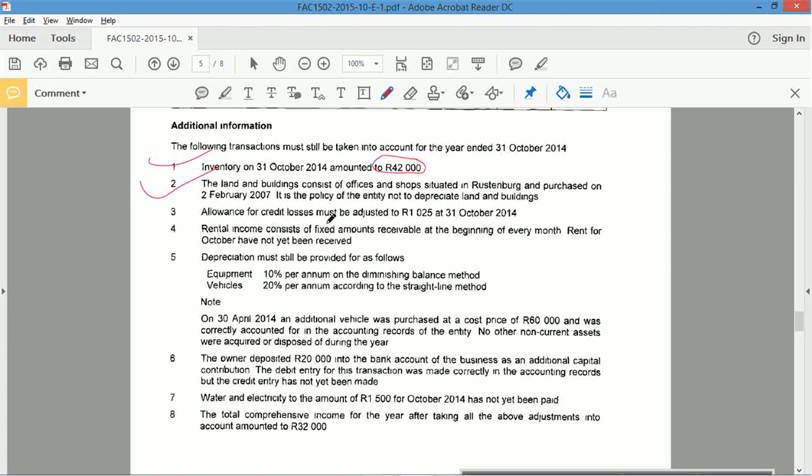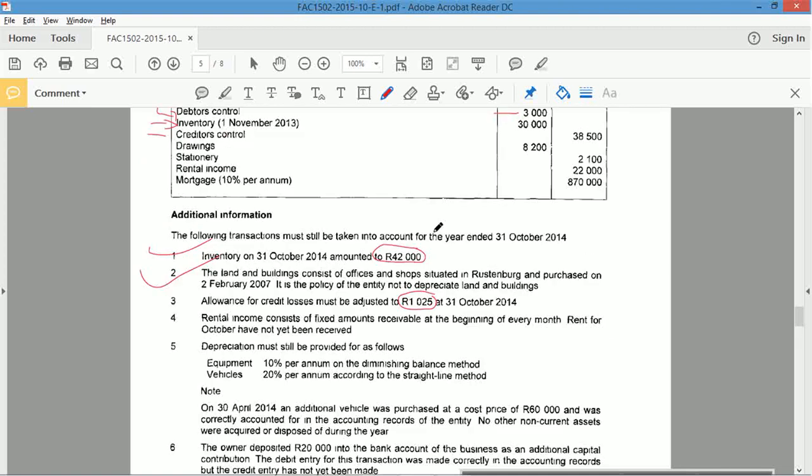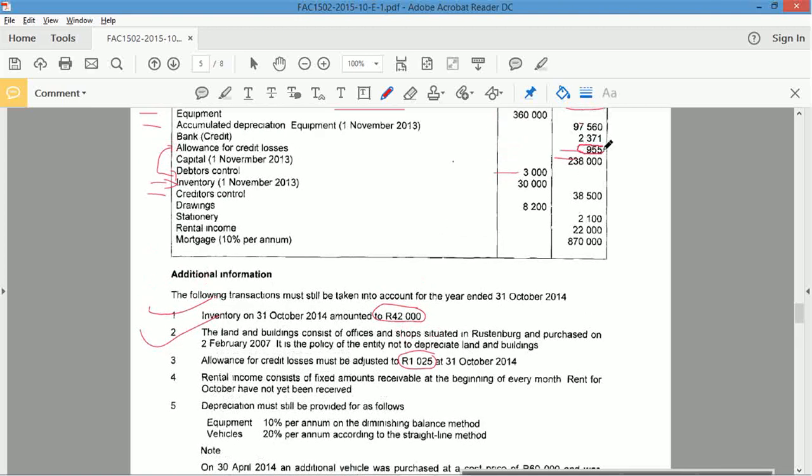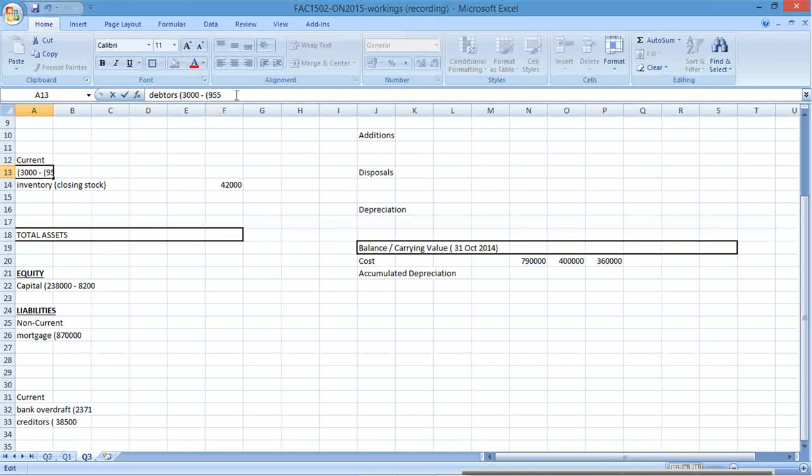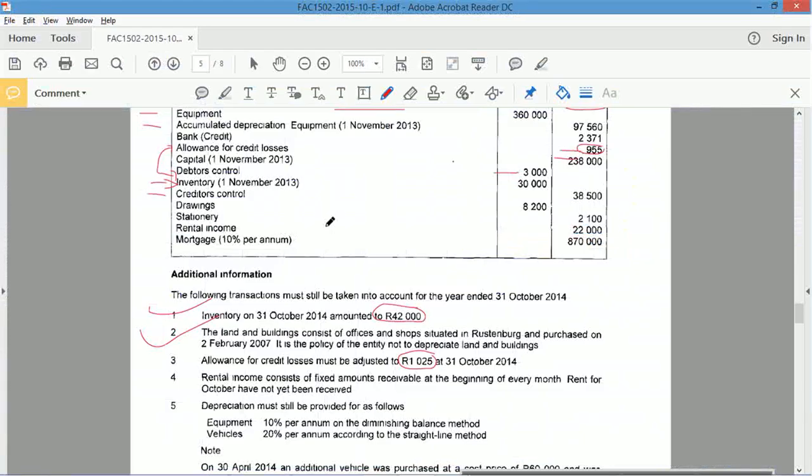Okay, allowance of credit losses must be adjusted to 1025. That's important because the allowance is currently 955. So we need to increase the allowance by how much? Just work that out quickly. 1025 minus 955 is what? 70. Is it 70? Yes. Okay, so that means you need to add 70 here. Plus 70. Are you sure about that? Just double check. 955 plus 70. That's what I did. Okay, 70 is fine. Okay, great.